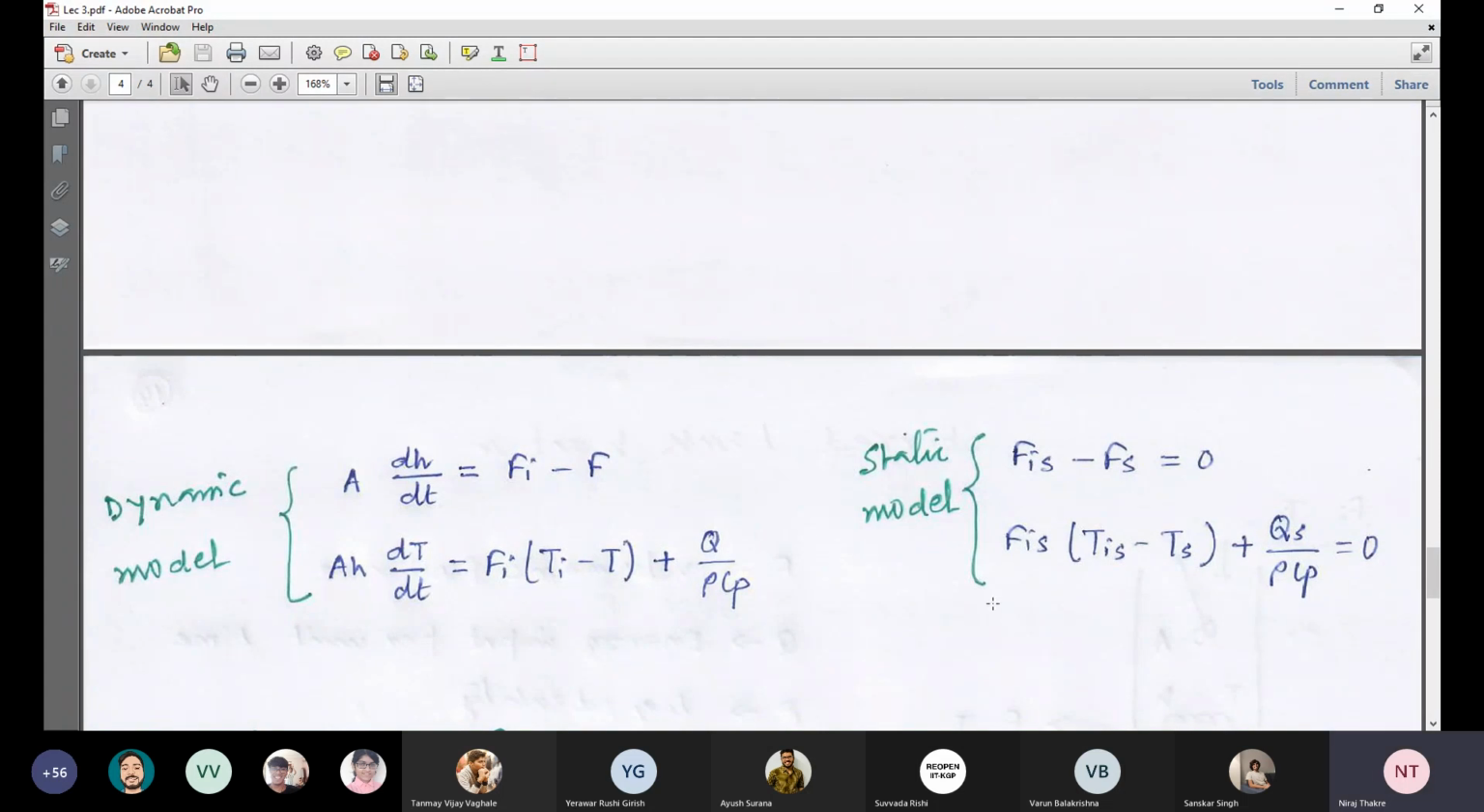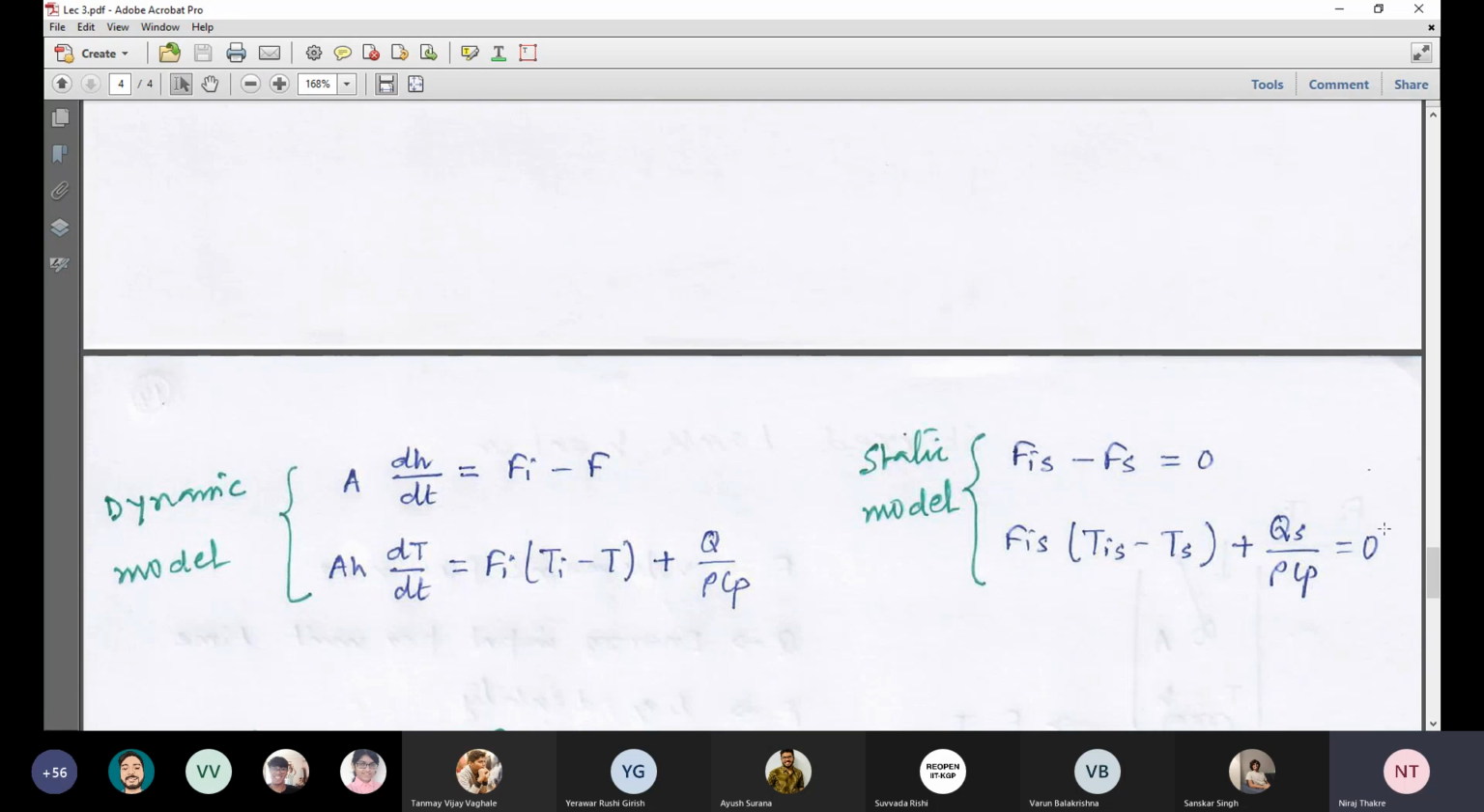This is a static model. What is the meaning of static model? In a static model, there is no differential term. That's why the left-hand terms are considered 0 here. Static model means there is no variation of any variable in the model. There is no variation with reference to time of any variable in a model. That is a static model. Fine. That's why these differential terms are 0 here.